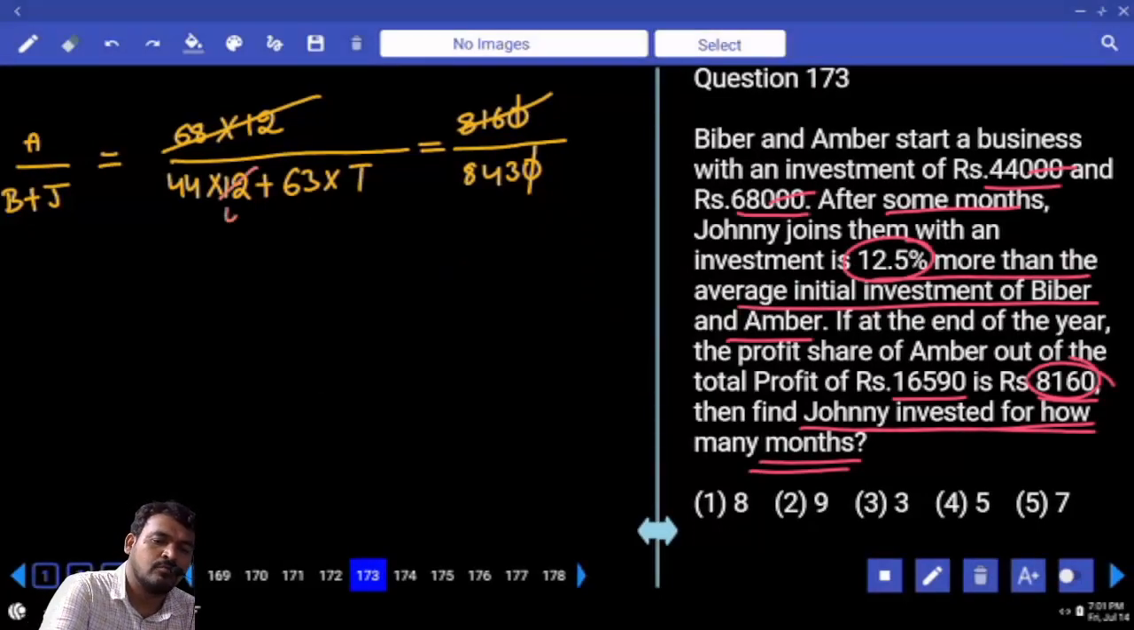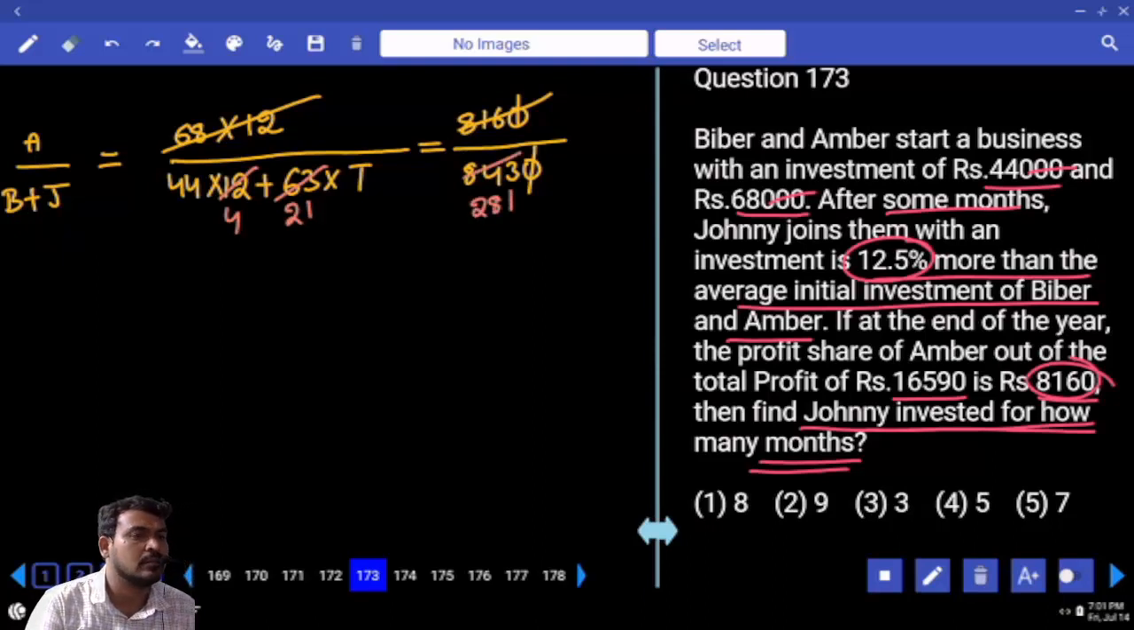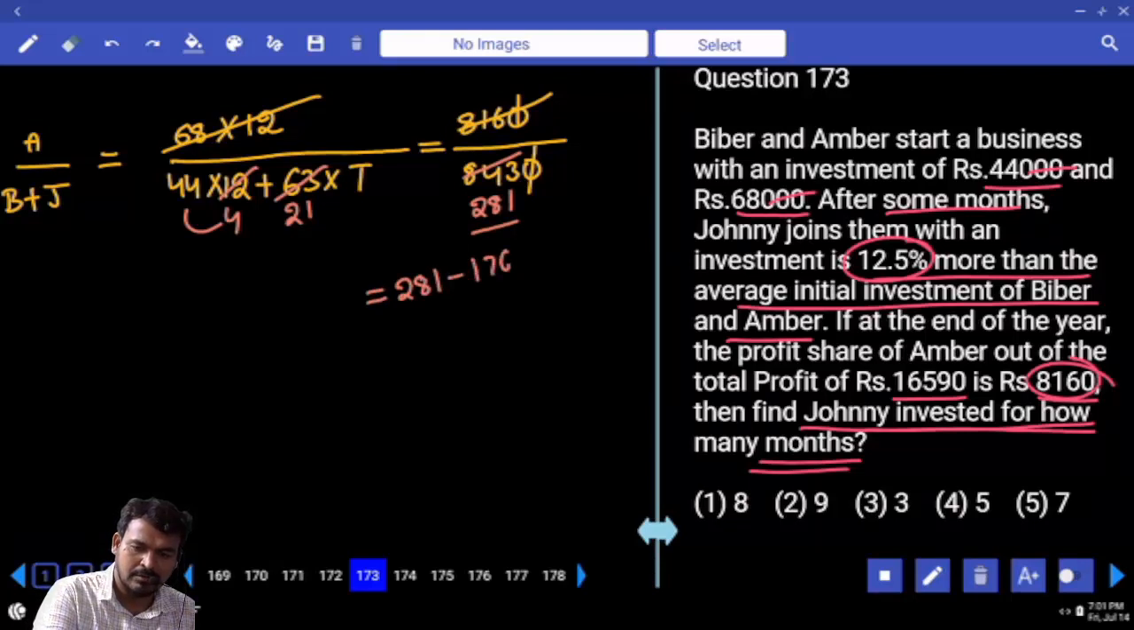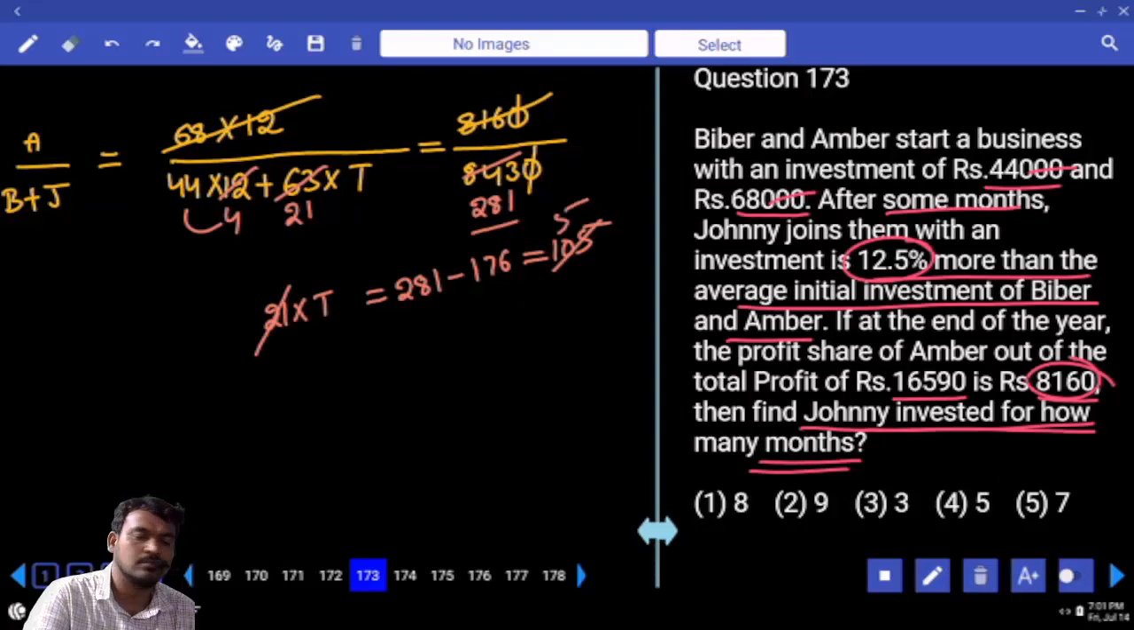3 how many times? 4. 3 how many times? 21. 3 how many times? 843. 2, 8, 1. 44 for the 176. That is subtracted from 281. Means 281 minus 176. We are getting 105. That is equal to how much? 21 into T. 21 almost 5 times or 4 times? 5 times. T equals how many months? 5 months.